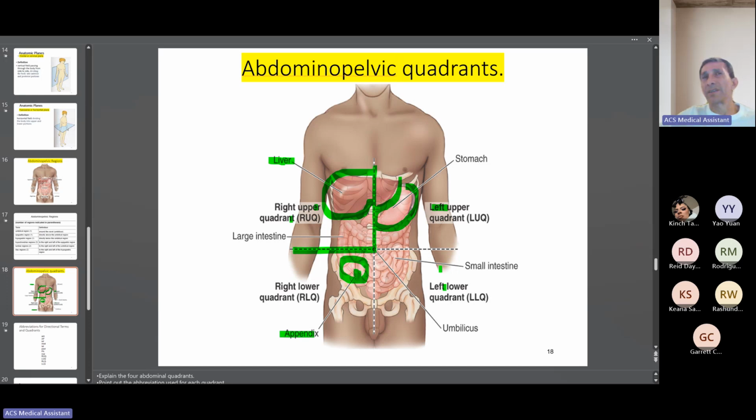So there are 4 things that you're going to be asked about these quadrants. What do the acronyms stand for? In which quadrant is the liver located? Remember, right upper quadrant, liver. The stomach, left upper quadrant. What about the appendix? Right lower quadrant. That's it. Simple.